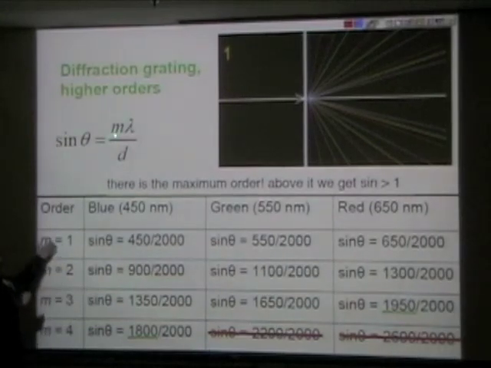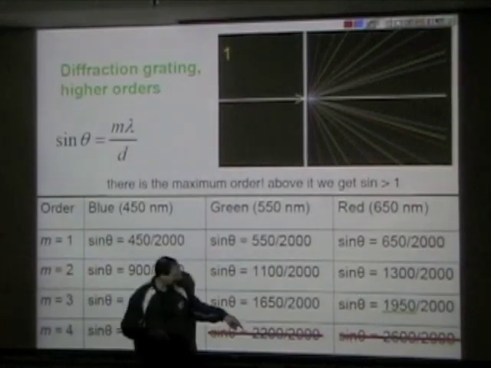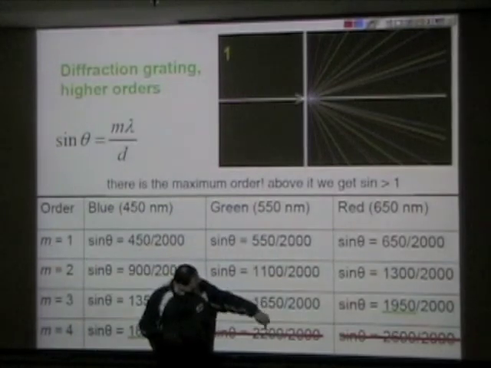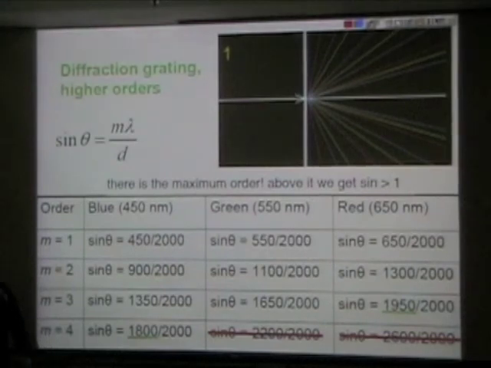Because, again, straightforward calculation eventually gives you a value for the sine greater than 1, which is impossible. If you plug in the numbers, 2200 divided by 2000, it's a number greater than 1. So for each wavelength, there is always a last m for the maximum. As long as the sine starts being greater than 1, that's it, it's impossible. And also we can see that sometimes orders mix up with each other.